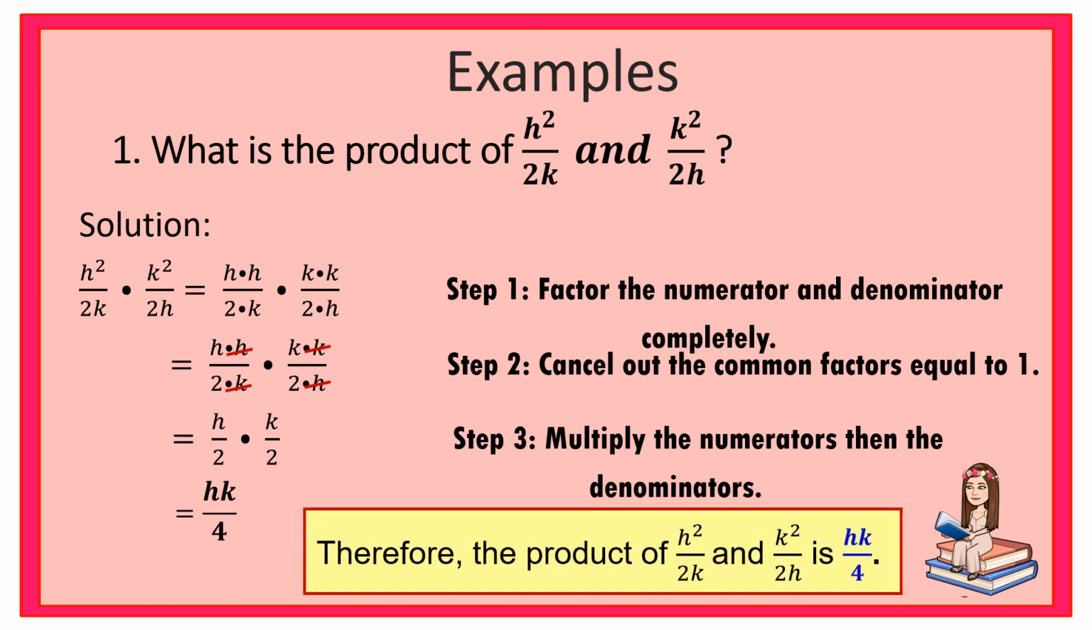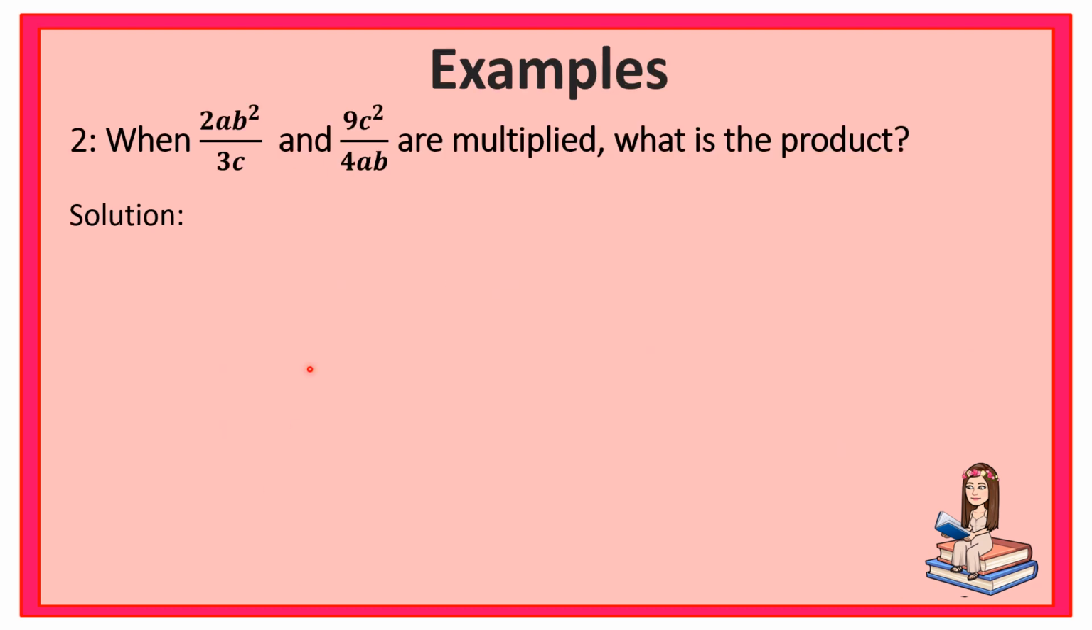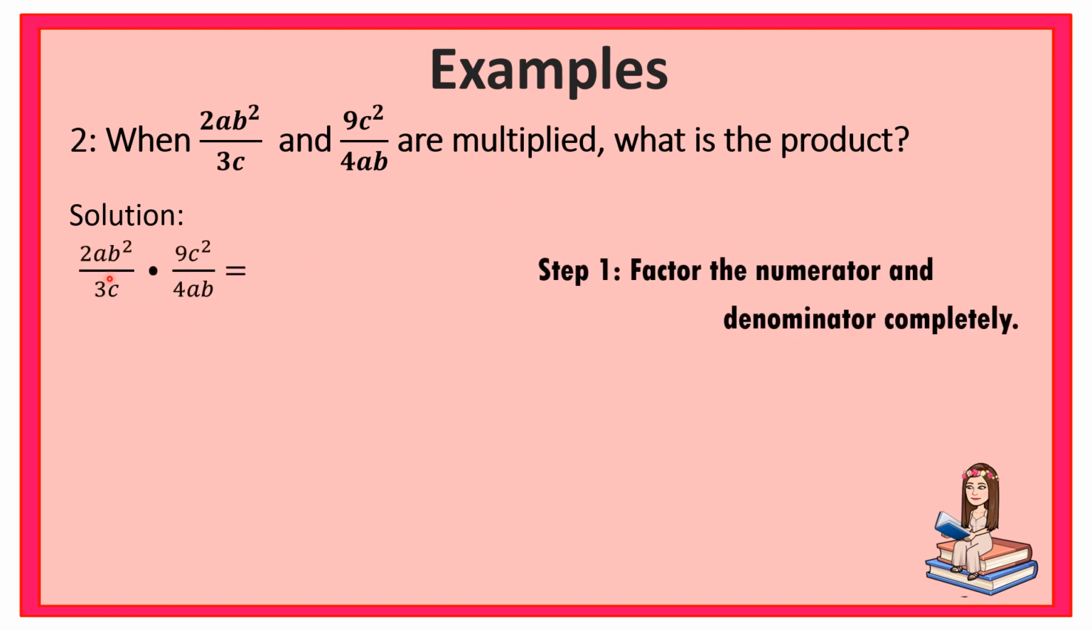Next, our second example. When 2ab squared over 3c and 9c squared over 4ab are multiplied, what is the product? Again, we are asked for the product, which means it is multiplication. Aside from the keyword product, malinaw na sinabi, multiply. So let me rewrite the given. We have 2ab squared over 3c times 9c squared over 4ab. At tulad kanina, we'll start with our first step, which is to factor out.